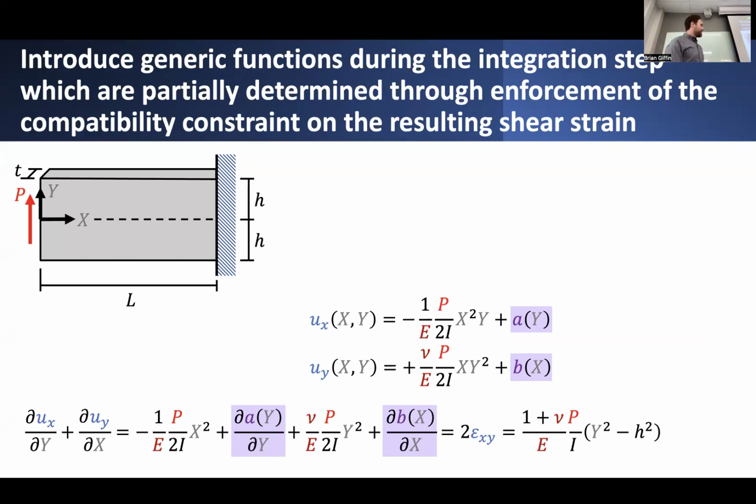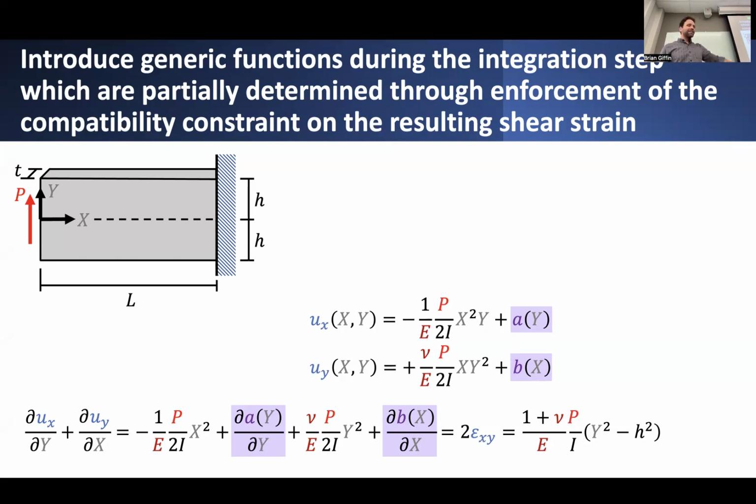These generic functions, we don't know necessarily what their form is at this point. All we know is that we need the resulting shear strain computed from this displacement field to be the same as the shear strain that we computed from our Airy stress function solution. So we can put this all together and take these two expressions, compute their derivatives with respect to y and x, sum them together, and we get something that looks like this. A relation that imposes some extra constraints on what particular form A and B need to have.